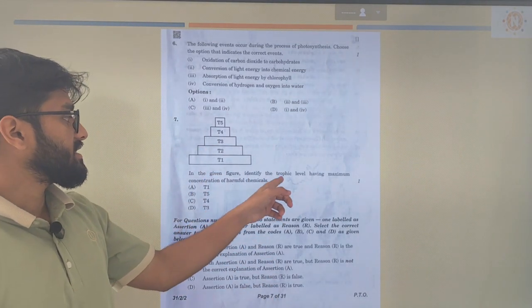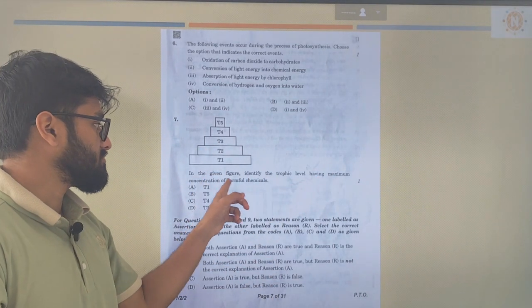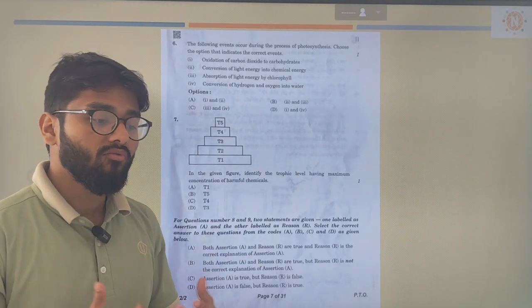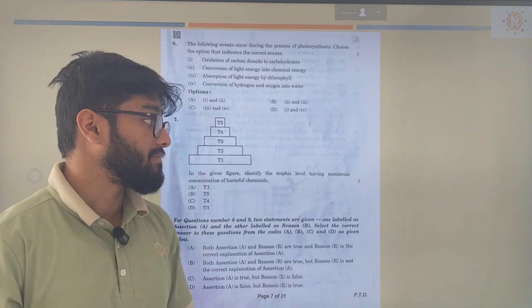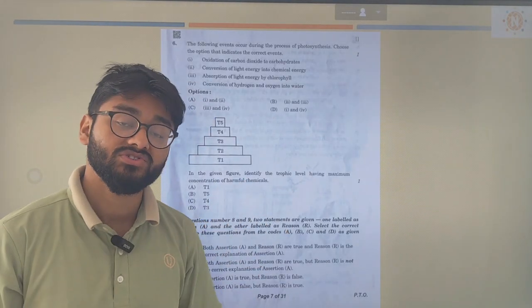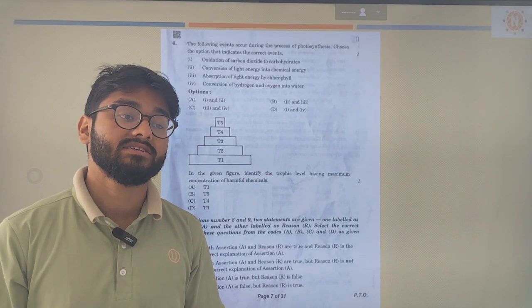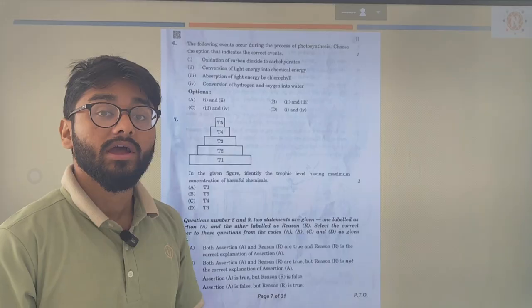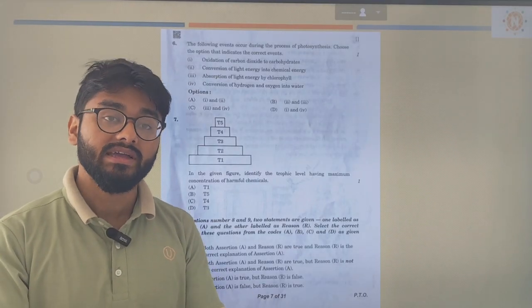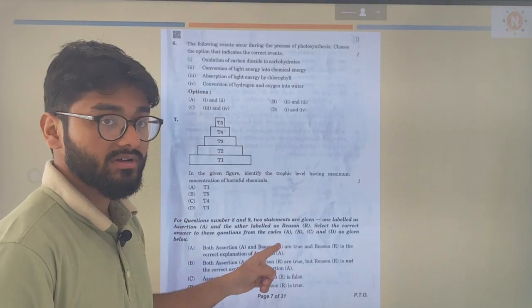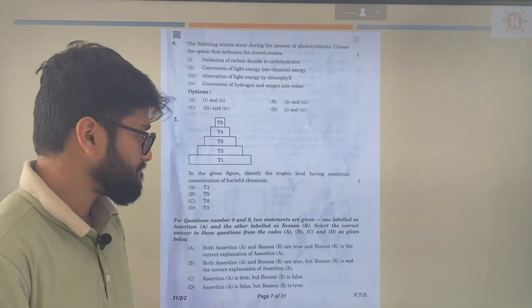In the given figure, identify the trophic level having maximum concentration of harmful chemicals. What can have the maximum concentration of harmful chemicals? The one that contains the maximum number of your population or the individuals, that is in T1. So the correct answer is T1.